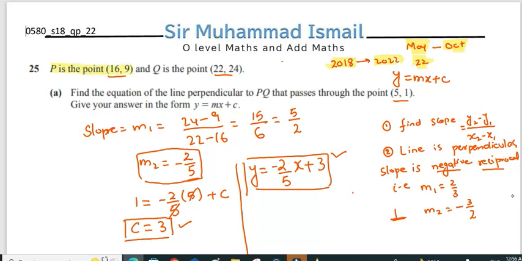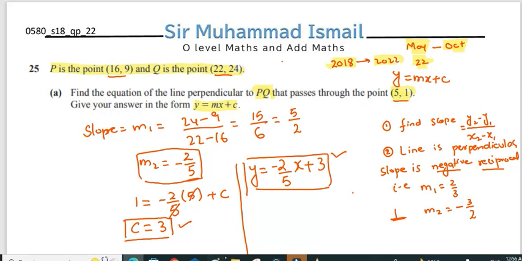In this question it has been shown that there are 2 points P and Q, okay, and coordinates of P and Q are given. You are supposed to find the equation of the line perpendicular to PQ that passes through the point 5, 1, okay. You have to give your equation in the form y is equal to mx plus c. This is the standard form, okay.